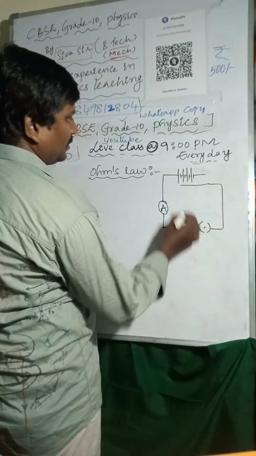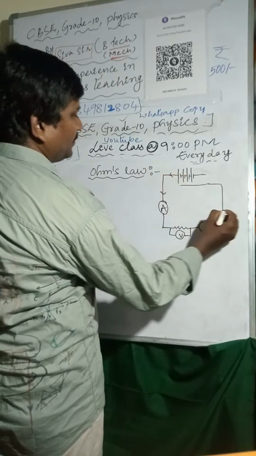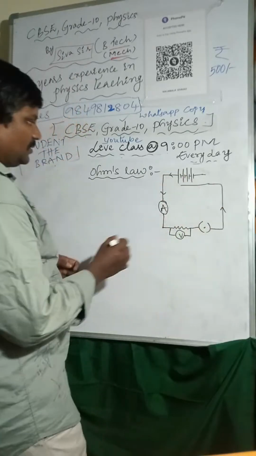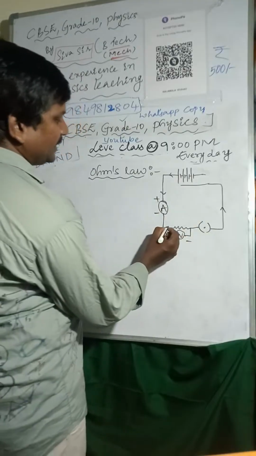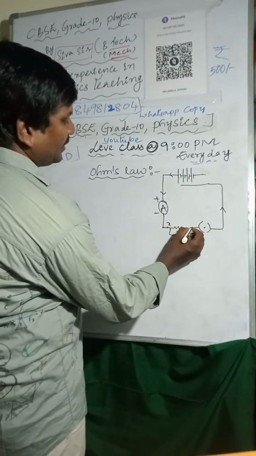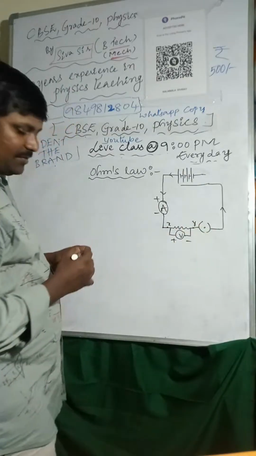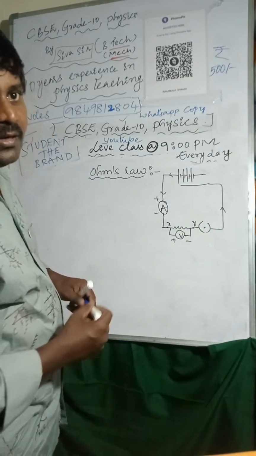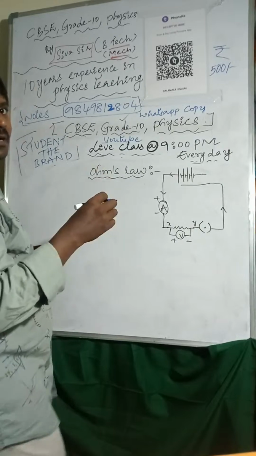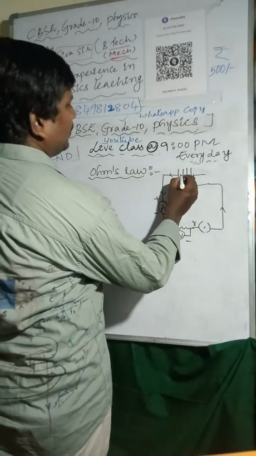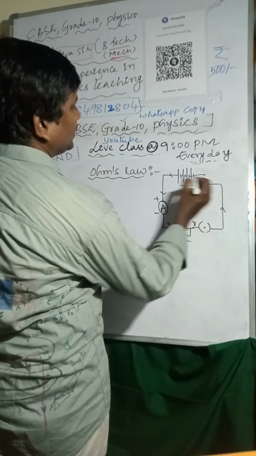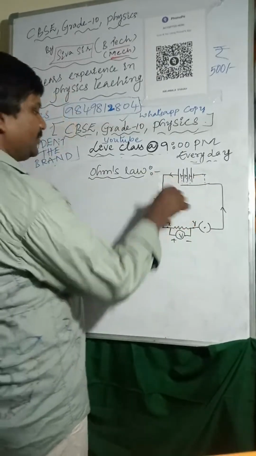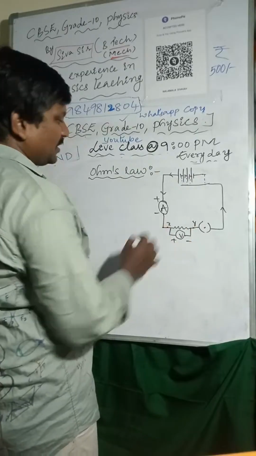So from here current is flowing. Positive terminal, negative terminal, positive terminal, negative terminal. This is a resistor, X and Y. Here you can observe, I am taking here. We are connecting one by one like this. So current is flowing like this. Across this wire also current is flowing.